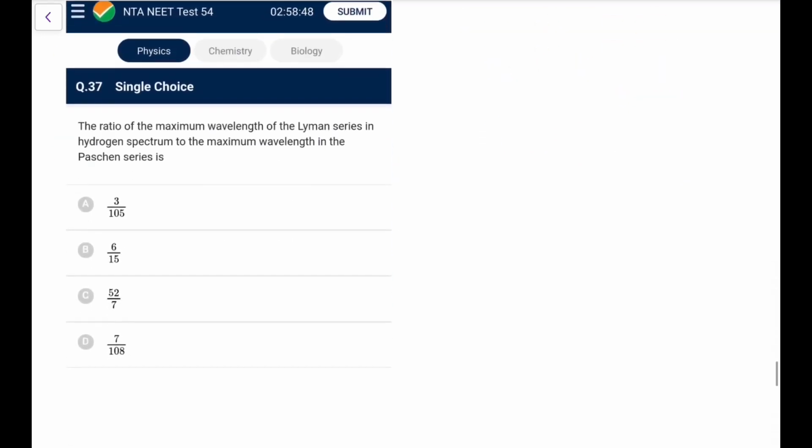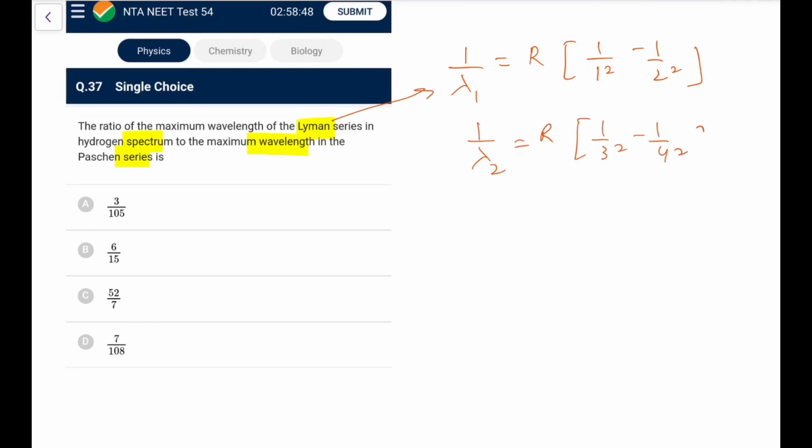Next, the ratio of the maximum wavelength of the Lyman to the maximum wavelength in the Paschen. I think the same question we did tomorrow or something, but let's again do this. Maximum of Lyman, so 1 upon lambda 1, let's say for maximum of Lyman, that would be equal to R times 1 upon 1 square minus 1 upon 2 square. And for the Paschen, Lyman, Balmer, Paschen we had, so for Paschen we have R, this will become 4 to 3, so 1 upon 3 square minus 1 upon 4 square.